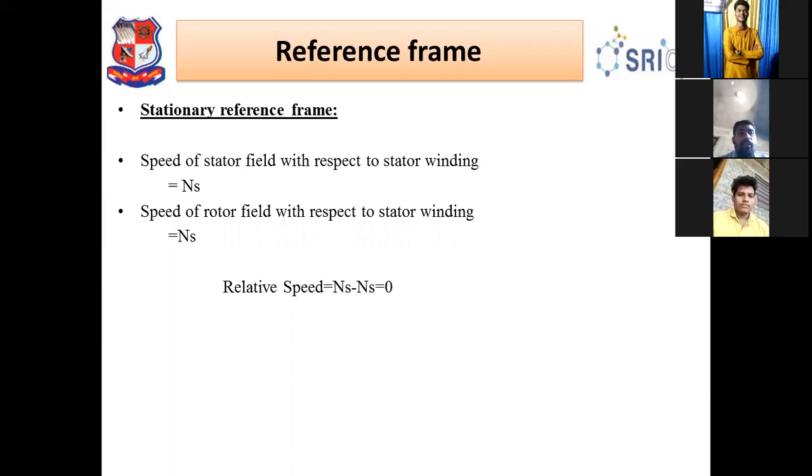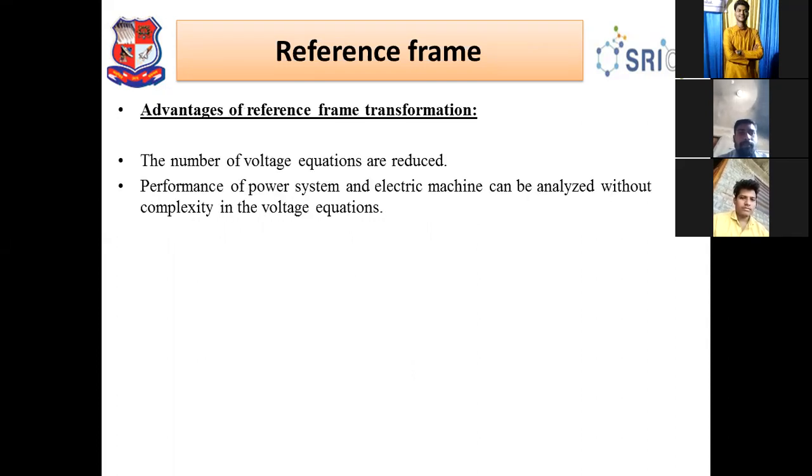Second, stationary reference frame. In the stationary reference frame, the speed of the stator field with respect to the stator winding is Ns, and the speed of the rotor field with respect to the stator winding is Ns. So the relative speed is Ns minus Ns, which is 0. Advantages of reference frame transformation: the number of voltage equations is reduced and the performance of the electrical machine can be analyzed without complexity in the voltage equations.